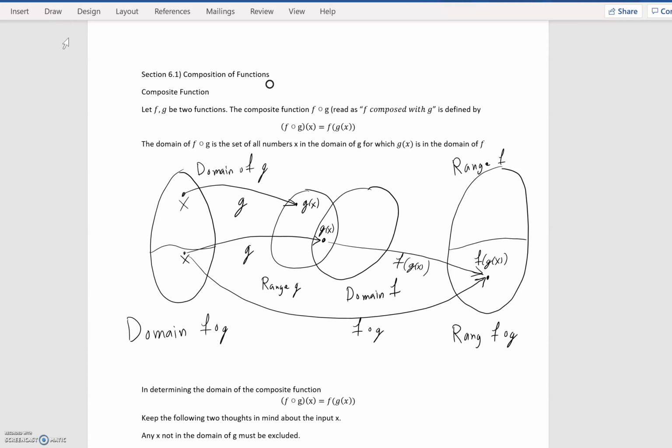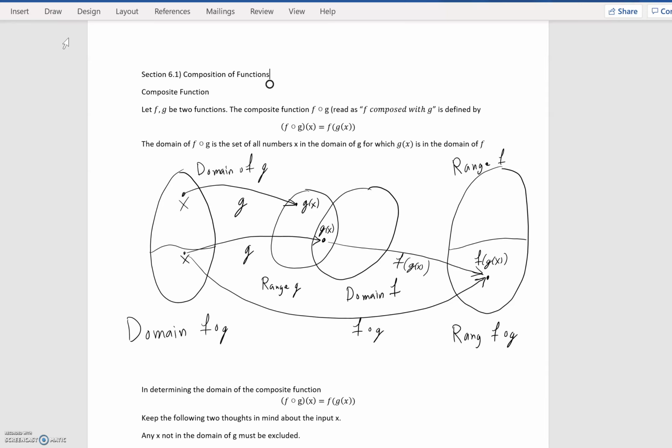The composition of functions is an operation usually denoted by an open circle. Let f and g be two functions. The composite function f∘g, read as f composed with g, is defined as follows. (f∘g)(x) equals f evaluated at g of x. The domain of f composed with g is the set of all numbers x that are in the domain of g, for which g of x is in the domain of f.